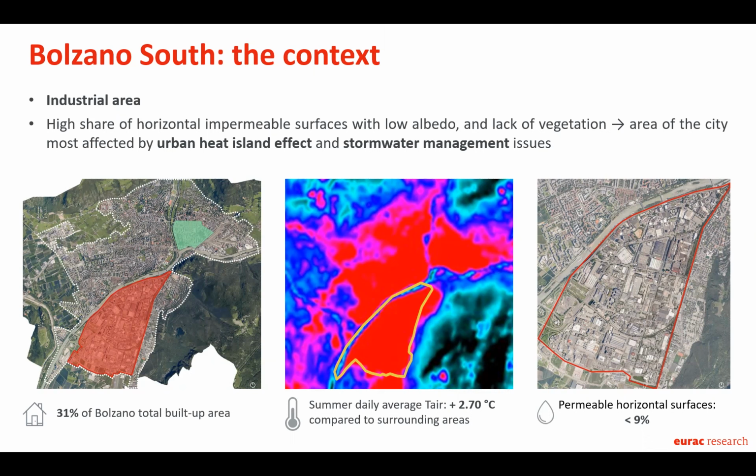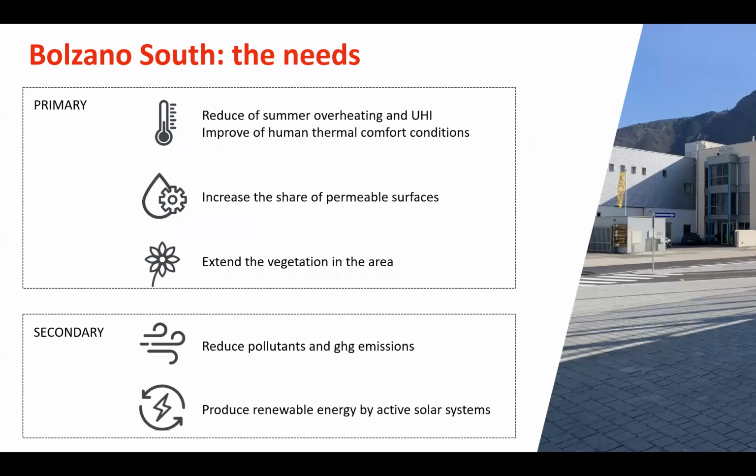And as we have also heard from Erland's presentation, there's also the problem of permeability and stormwater management. You can also see from the aerial image that the area is mostly gray. It's concrete and asphalt, and the permeable surfaces are less than 9%, considering also the roofs, because there are some green roofs already present in the area.